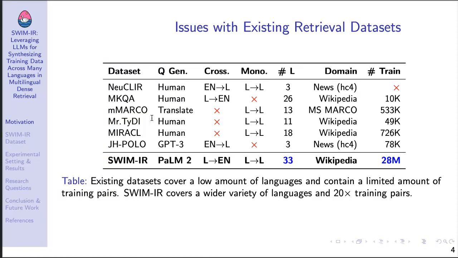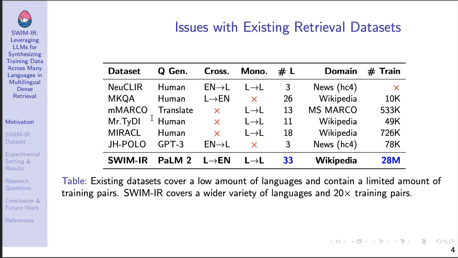Here in the table, we show the existing retrieval datasets. As you can see, a majority of them have been generated by humans, and only a few contain both the cross-lingual and the monolingual retrieval tasks. All of them contain very few languages and also very few training pairs.